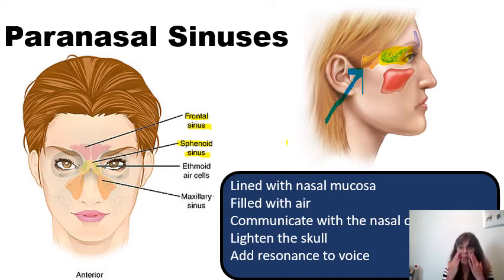And then in the maxillae, maxilla is singular, maxillae with an E on the end is plural. In the maxillae, we have a maxillary sinus in each maxilla. So all of the sinuses, the paranasal sinuses, contribute to lightening the skull. They add resonance to your voice when you speak. They all communicate with the nasal cavity. They're filled with air, yet they're lined with nasal mucosa so that air can be warmed and moistened and move more freely through those cavities.